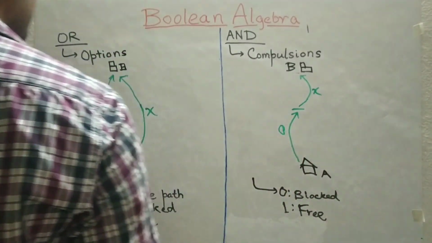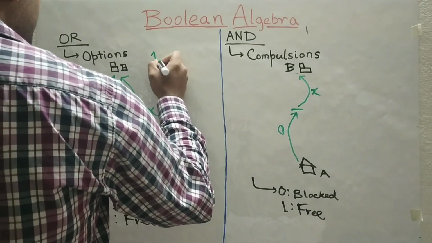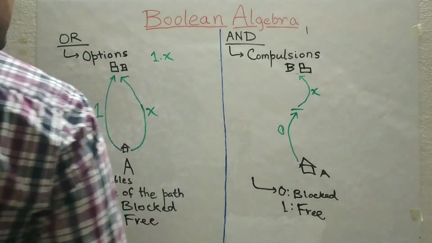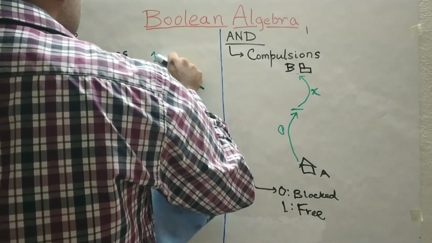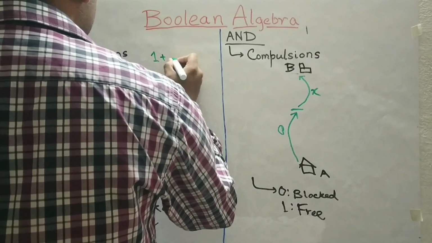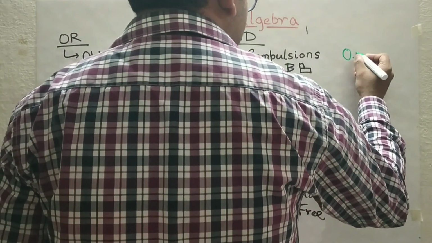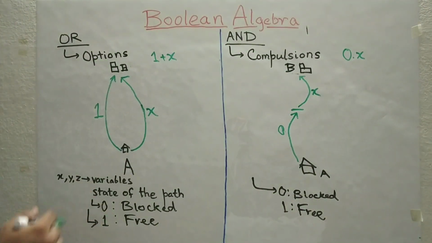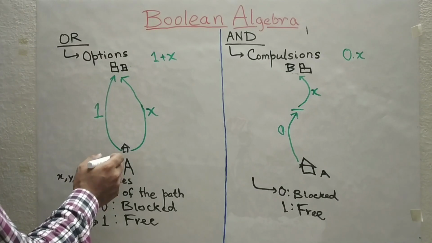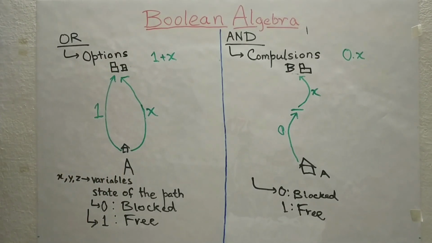Okay, so what happens when we do 1 or x? What happens when we do 0 and x? I know the answer, but we'll just go through the motions. Okay, so we want to go from our home A to our office B.